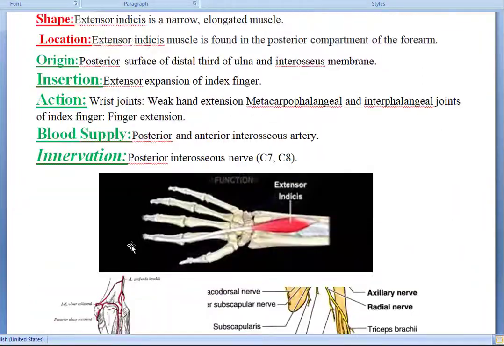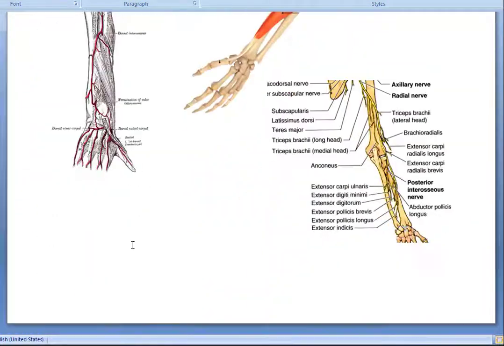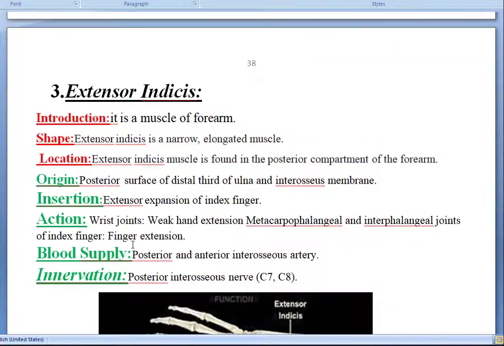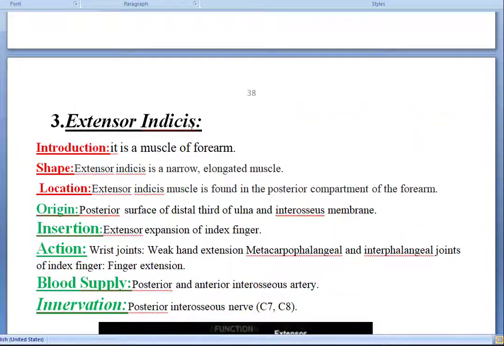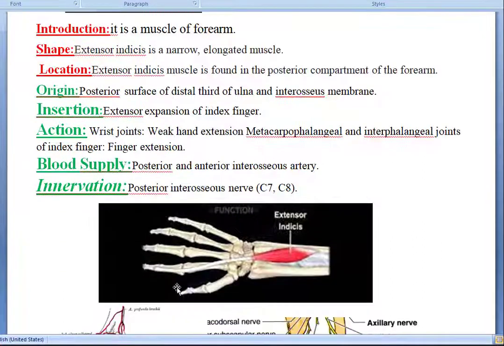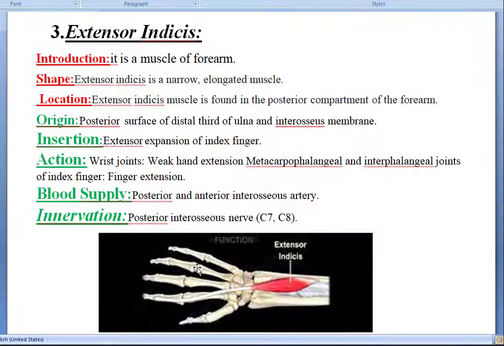Okay. The next muscle in this deep compartment of the forearm is the extensor indicis. Indicis means index finger. This is thumb, pollicis, and this is indicis. It's a muscle of the forearm. Extensor indicis is a narrow elongated muscle, found in the posterior deep compartment of your forearm.